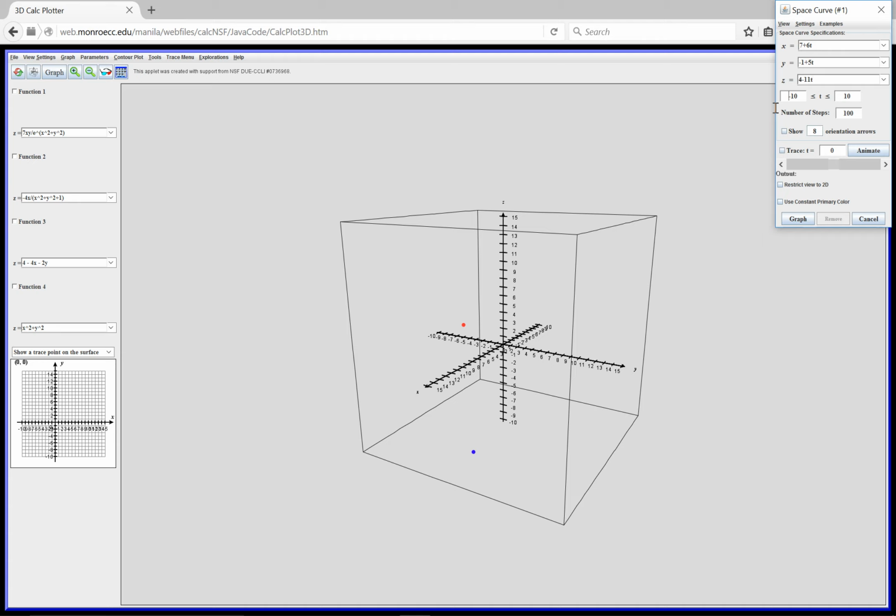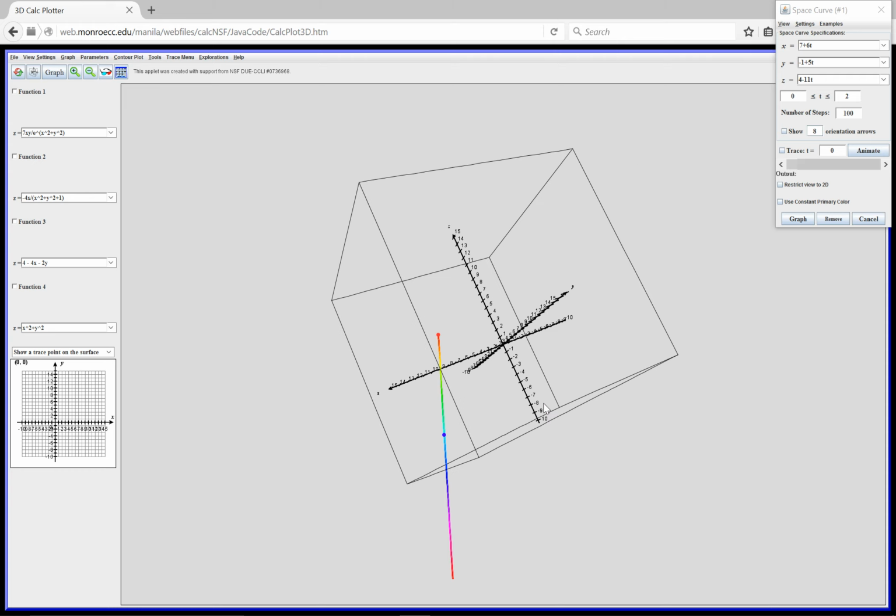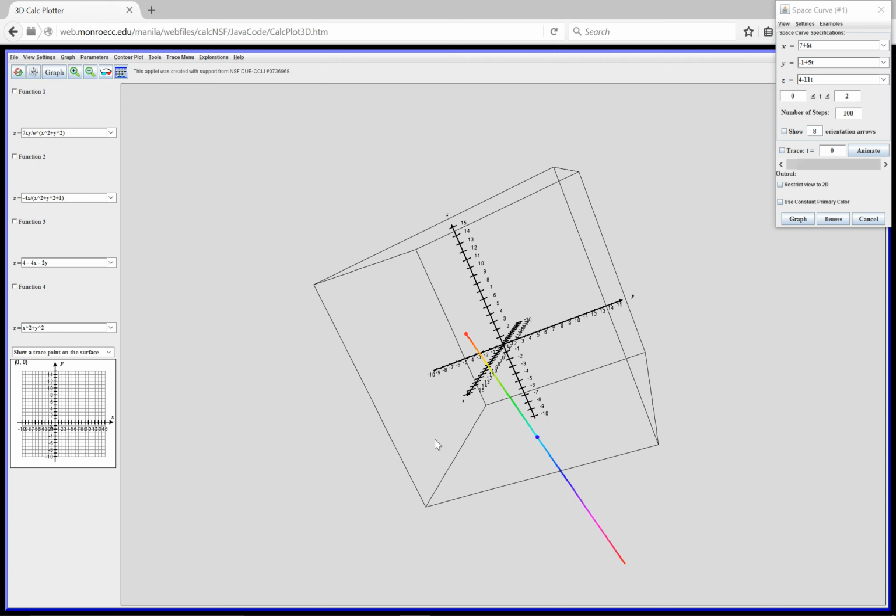Now, time, obviously, I don't need negative time at all. And I don't need to go for 10 seconds. 1 second's going to get it there. I'm going to let it go for 2 seconds. I hit graph, and shoom, it shoots from here out this direction. Again, it started at time equals 0, so that means it started here, and it came this way.